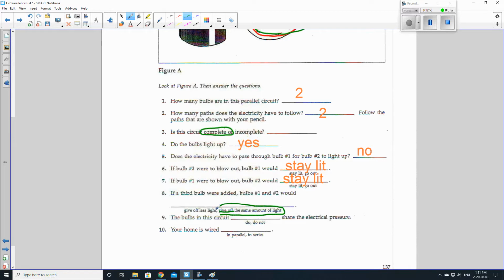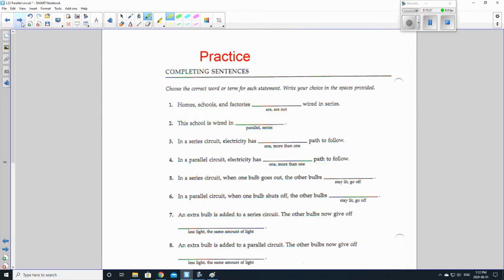Let's save on some writing. The bulbs in this circuit do or do not share electrical pressure. So they do not share electrical pressure. They have the full electrical pressure. Your home is wired in parallel or in series. So we know that they are wired in parallel. Let's keep going.